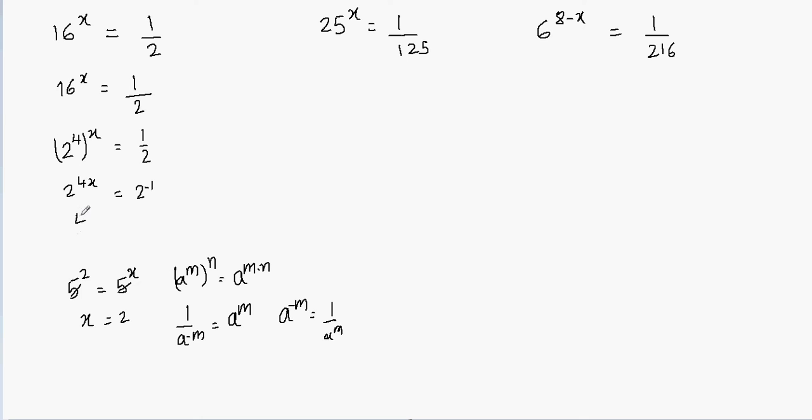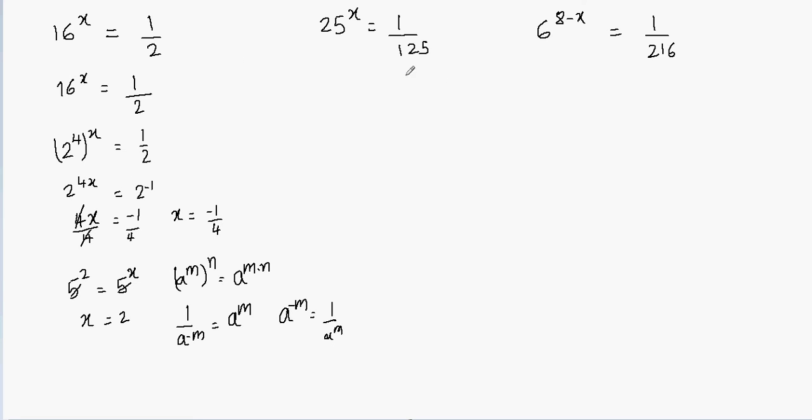So the exponents will be equal. 4x is equal to -1. And since I have to solve this for x, I can divide both sides by 4. Dividing both sides by 4, 4 and 4 will cancel out each other. I'm left with x on the left-hand side. On the right-hand side, I have -1/4. So the final answer is x is equal to -1/4.